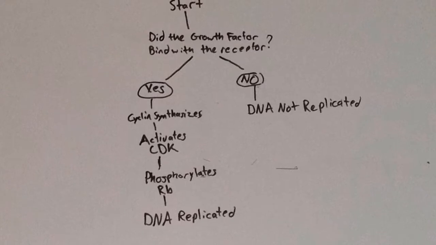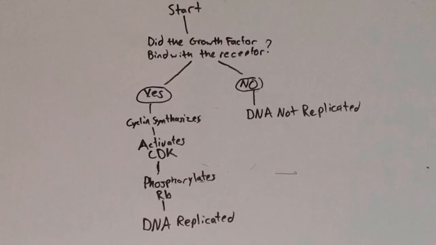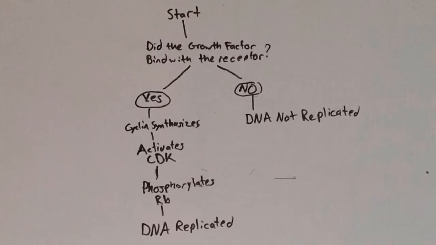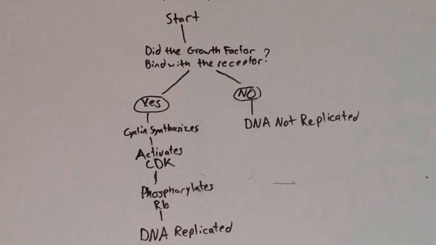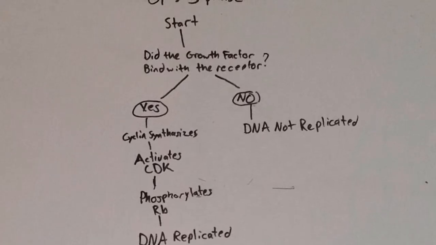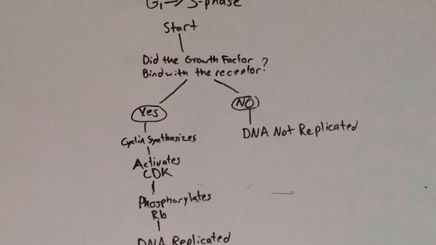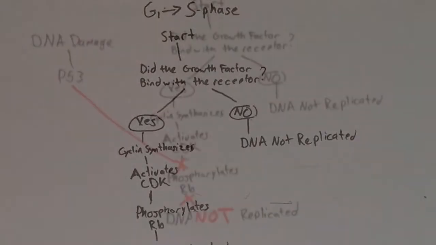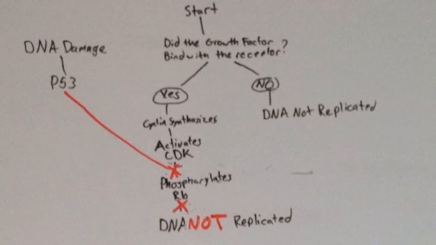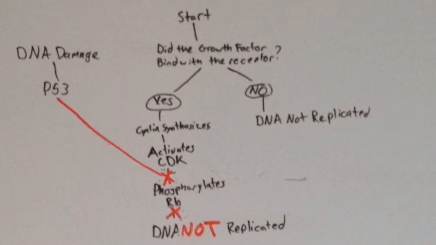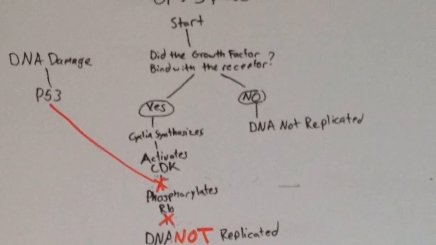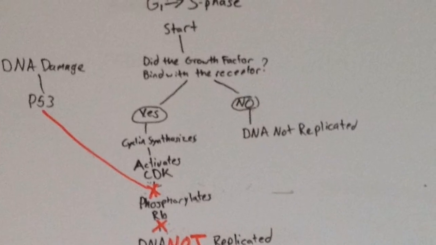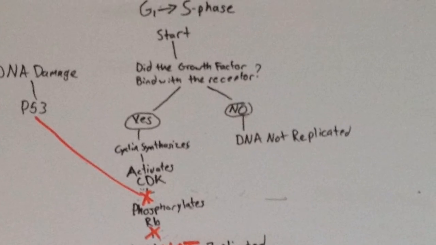When a growth factor binds to a receptor protein, it activates CDK synthesis. Then the CDK is activated by cyclin, and it phosphorylates the protein RB so that DNA replication can then occur. When DNA is damaged, the p53 protein blocks the phosphorylation of RB so that the DNA cannot be replicated.